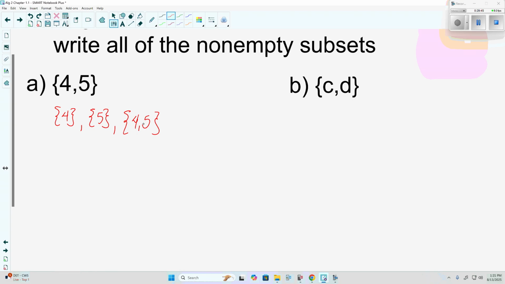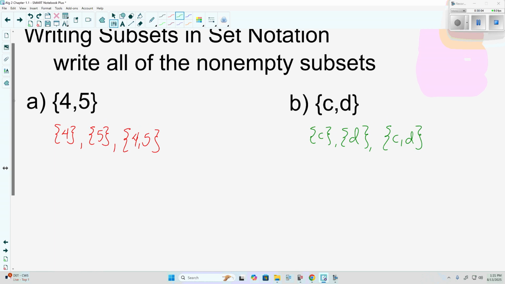Let's look at the next one, C, D. What's one of our subsets? The set containing C. Then we could have the set containing D. And lastly, we could have the set containing C, D. Yes. C, D, CD. Yep. We have two elements inside each set. We have three subsets. We feel good with these here.